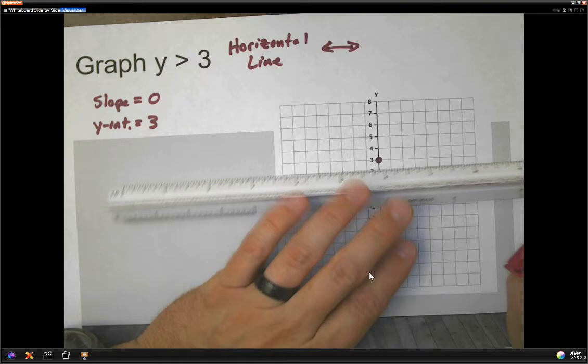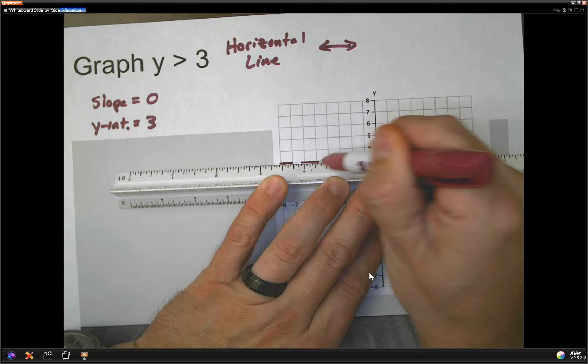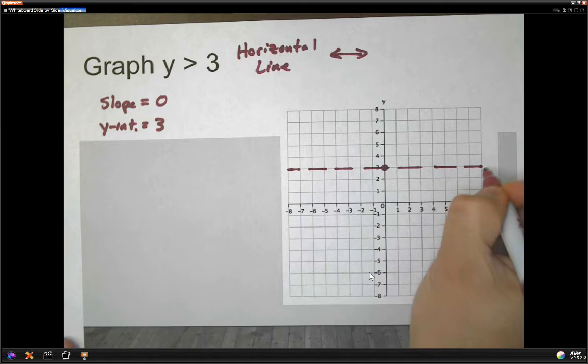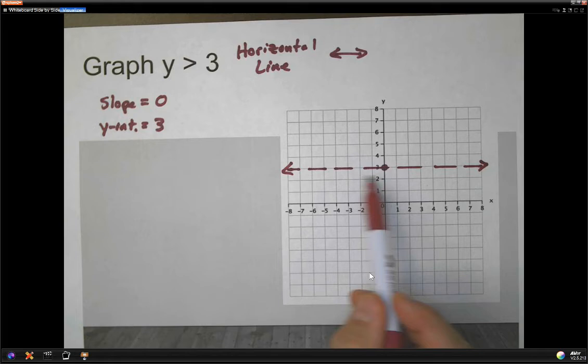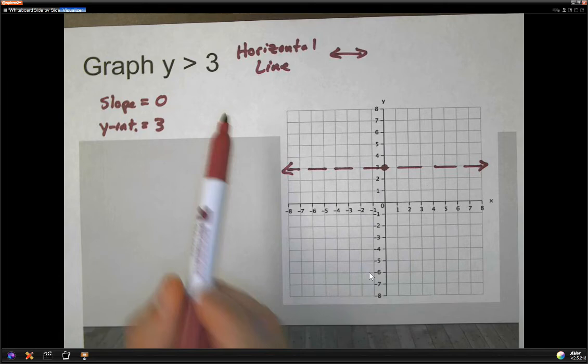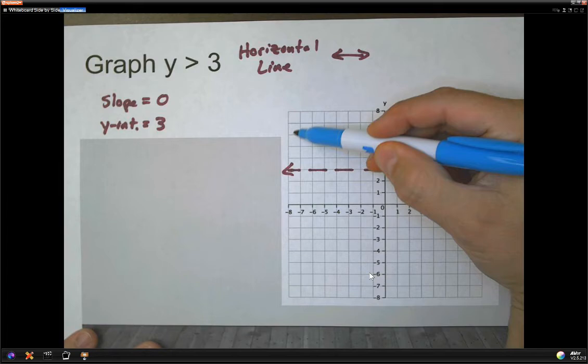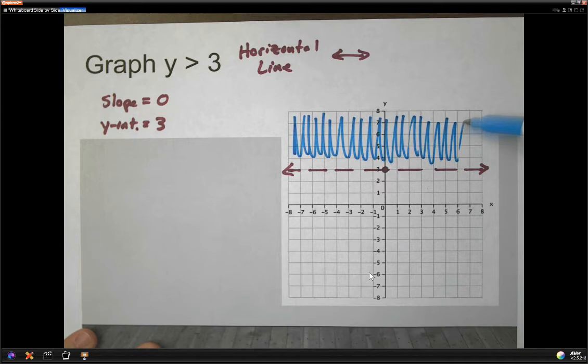So all the way across here, I get my horizontal line, and it's dashed because it's not equal to, nothing on there. But it does say every y value should be greater than 3. Again, greater than is above, and so that's where we would shade above the graph. And so every point that is above that would be our solution.